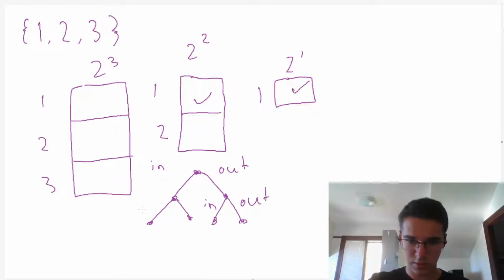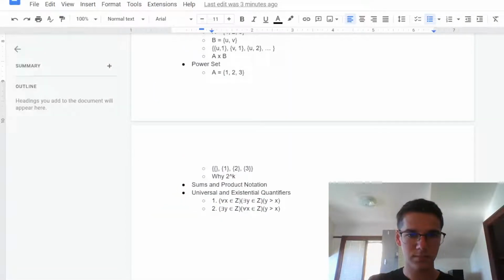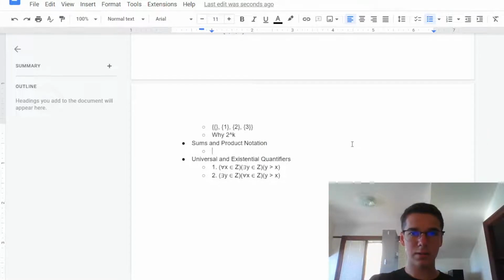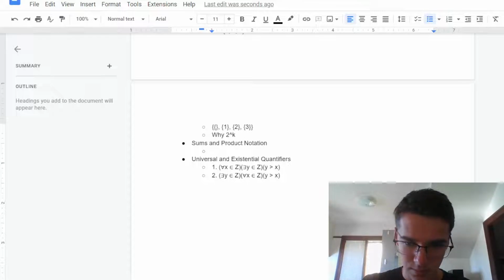And moving on, one last thing. This is going to be sum and product notation. This is pretty straightforward. Hopefully we've seen this before. If not, it's totally fine, but I'm just looking for the symbols.